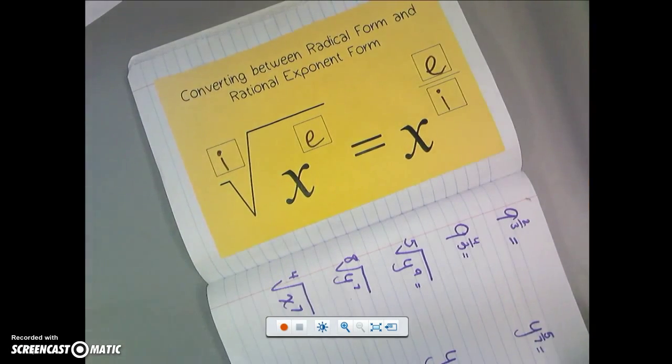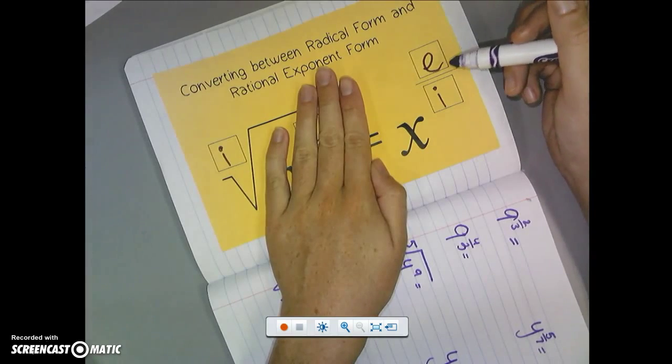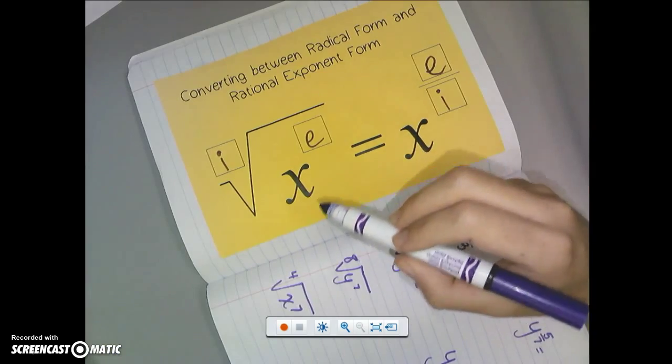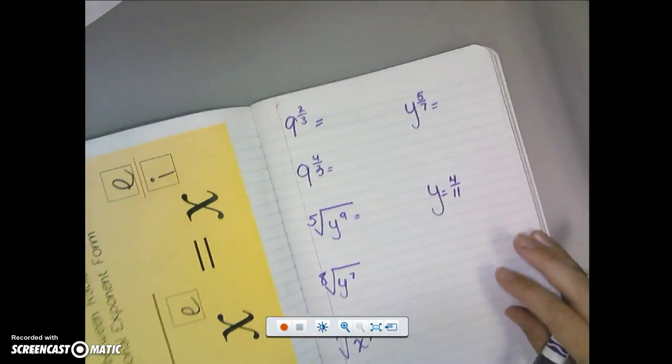This helps us if we want to simplify expressions, mainly when they look like this. We want to be able to solve them really quickly. We can convert them back into rational form, or radical form, and solve that. So here we go. Let's do some sample problems.